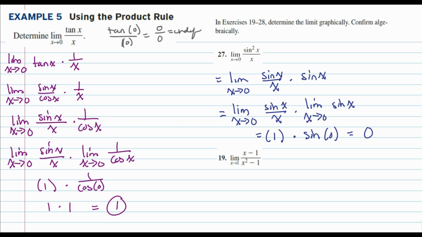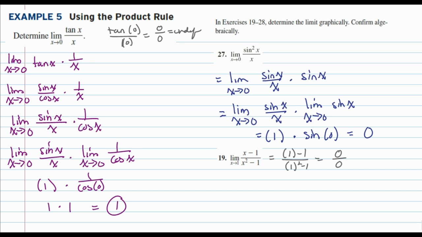Now number 19 is a little bit different. The limit as x approaches 1 of x minus 1 over x squared minus 1, I should just be able to plug in 1. But I get 0 over 0, and as we talked about before, that is a good sign because that's a removable discontinuity, so I can just remove the problem.